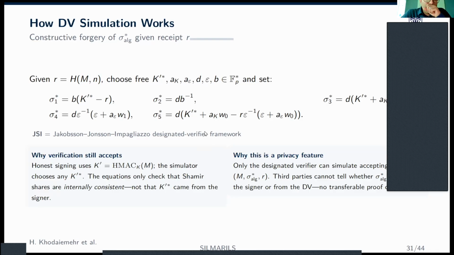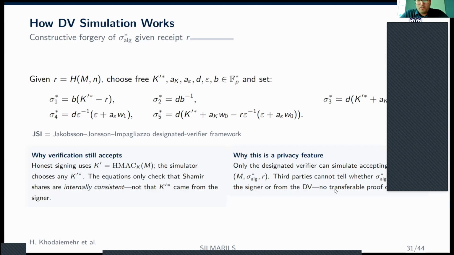Thanks for your emphasis on that topic. For the skeptics in the room, here is how that simulation works constructively. Given R, pick free K prime star, A epsilon, D epsilon, B from F B star, and just set sigma 1 star to sigma 5 star using this equation. And we will see that verification still accepts. Honest signing uses K prime as the HMAC of M, and the simulator chooses any K prime star like this. The equations only check that Shamir shares are internally consistent, not that K prime star came from a signer.